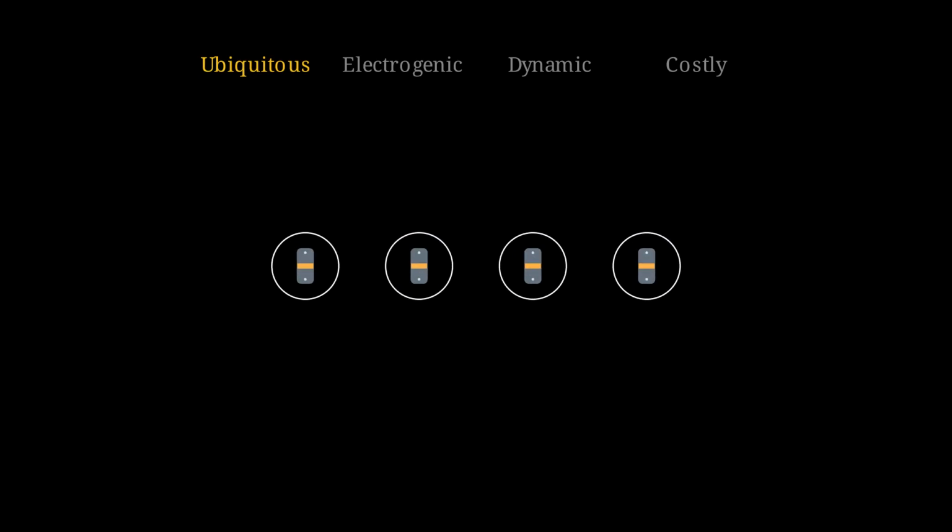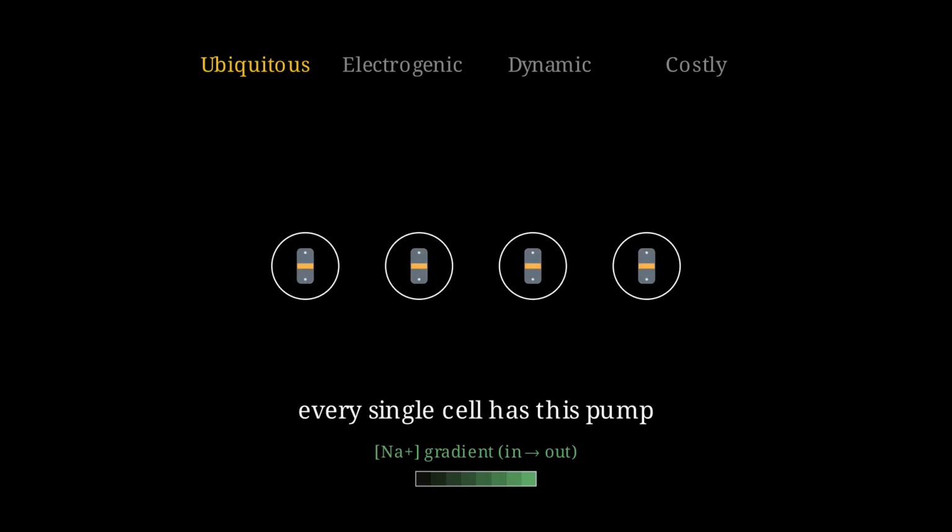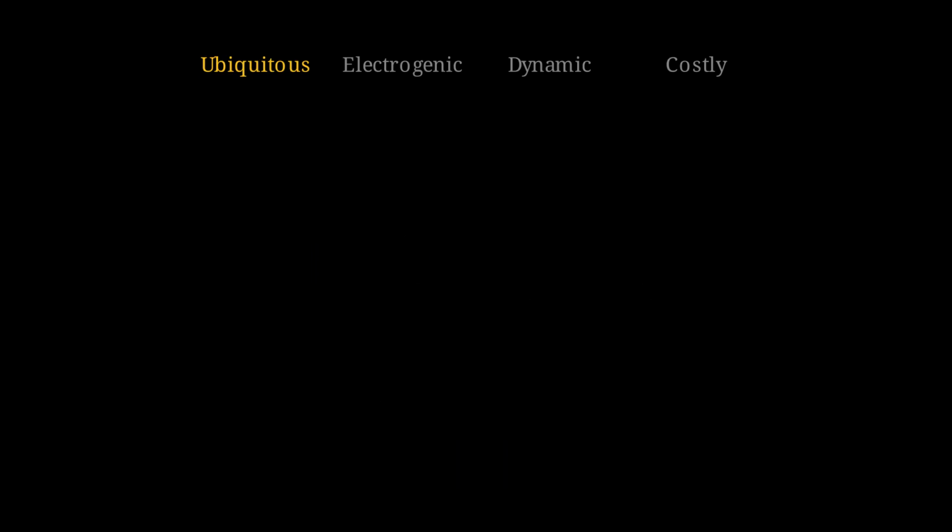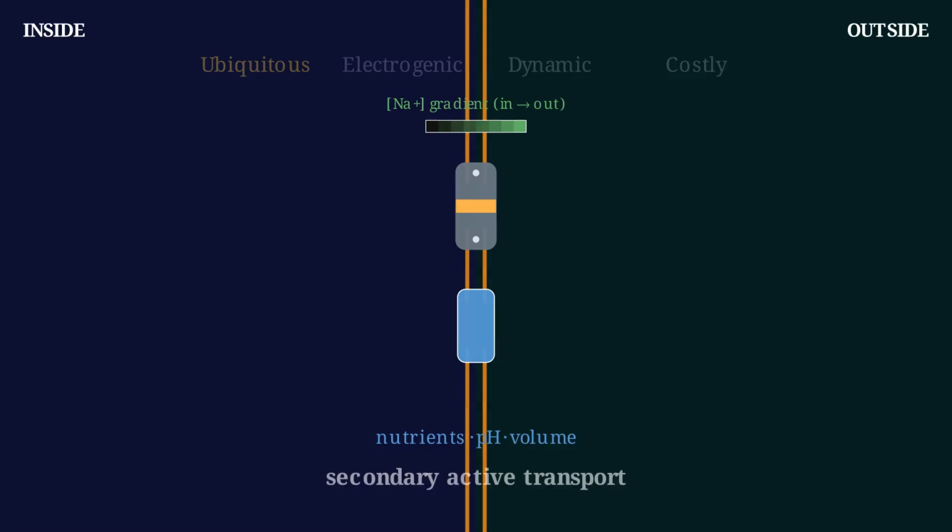Its first characteristic is ubiquity. Ubiquity means that every single cell has this pump, not just neurons. But why does every cell need it? Because many cells rely on the sodium gradient it creates to power other transports, such as pulling in nutrients, controlling the pH, regulating cell volume, and etc. These mechanisms are together called the secondary active transport.